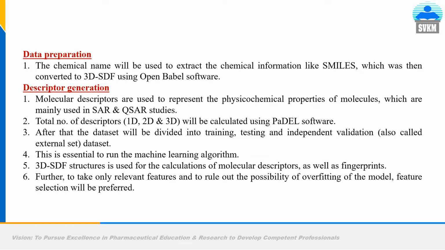Descriptor generation. Molecular descriptors are used to represent the physicochemical properties of a molecule, which are mainly used in SAR and QSAR studies. Total number of descriptors, because ultimately what are the inputs? Inputs are the material or the data set with some features. So in case of a molecule or chemical compound or drugs, the features are various descriptors: number of bonds, type of bond, then bond feature matrix, number of nodes, number of bonds or edges. These are the descriptors or the features which are responsible for making one particular molecule that particular molecule.